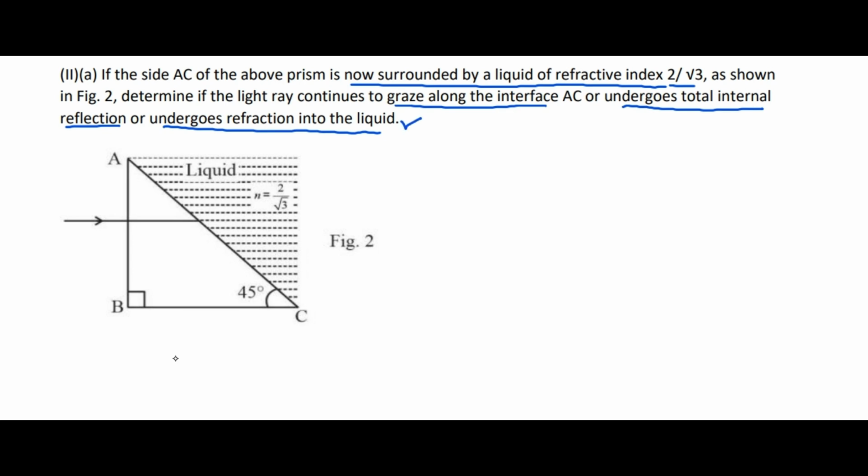How to justify it? That means here automatically the critical angle increases, and the angle of incidence here is 45 degrees. We have to determine the critical angle. If the angle of incidence is more than the critical angle, then only it will undergo total internal reflection. Otherwise, it will undergo just refraction. Now, to find this, we can write sine of critical angle is equal to 1 by refractive index.